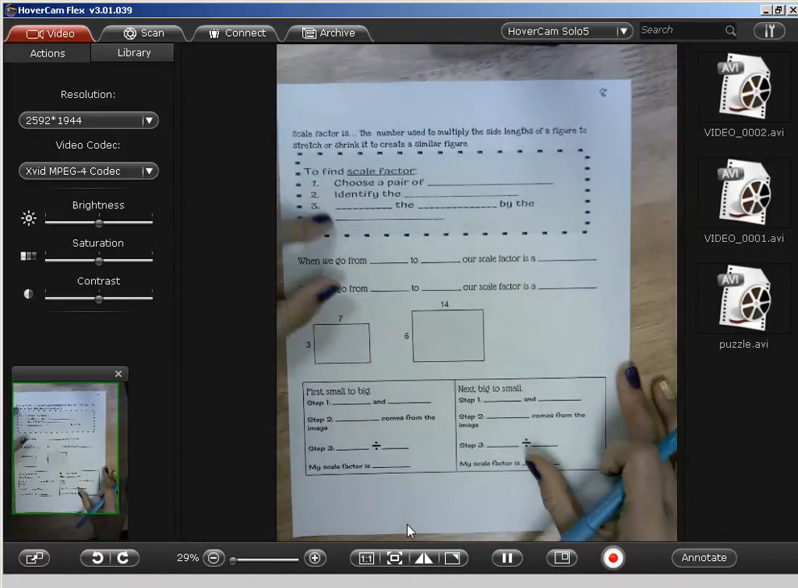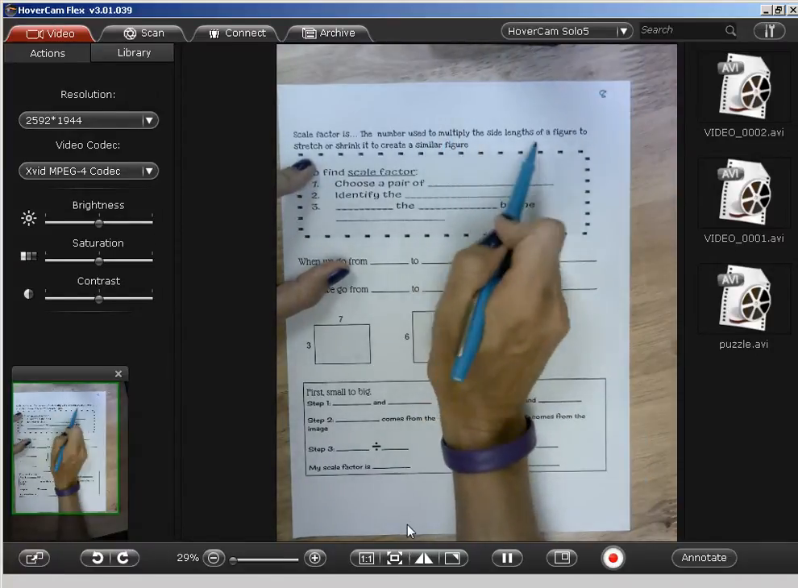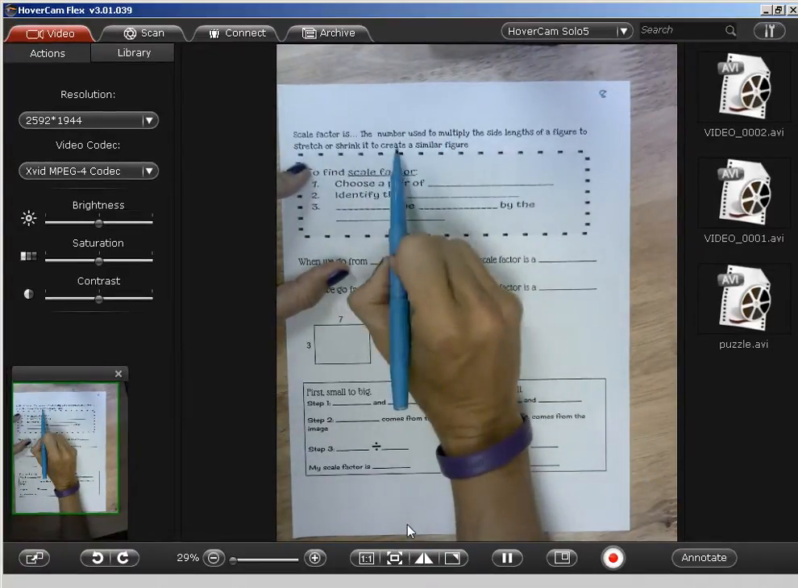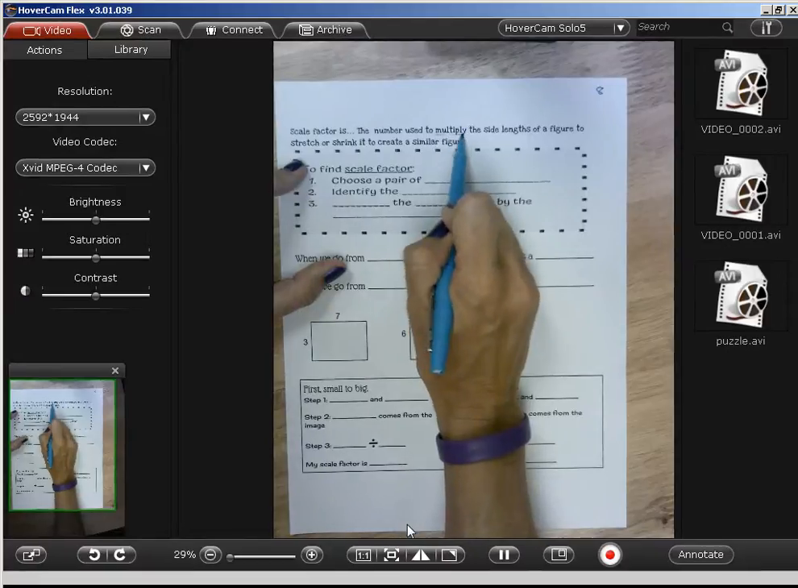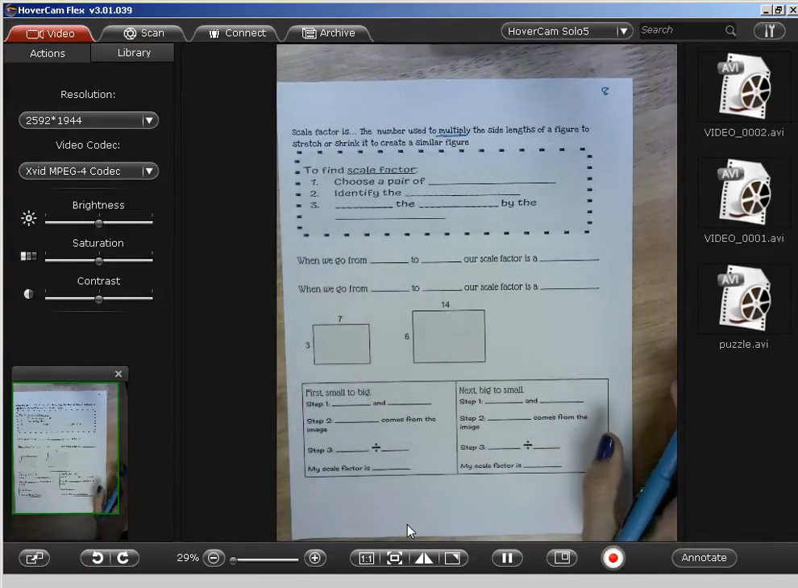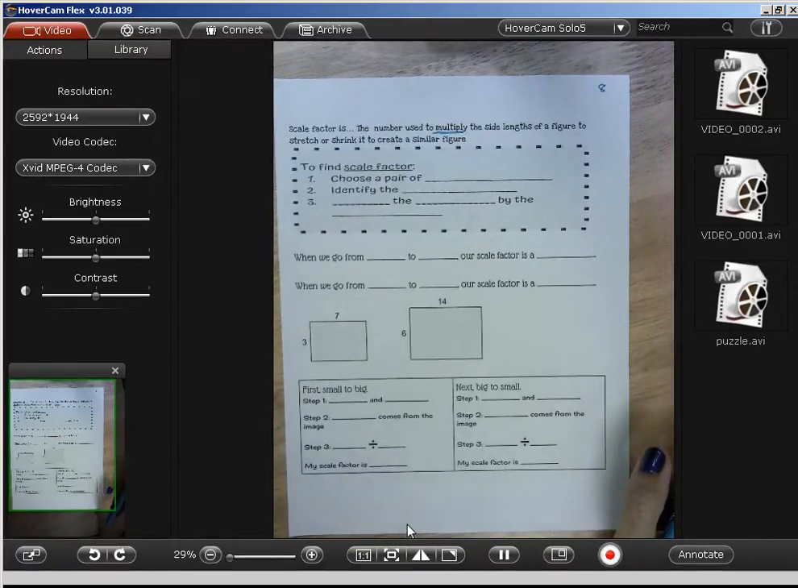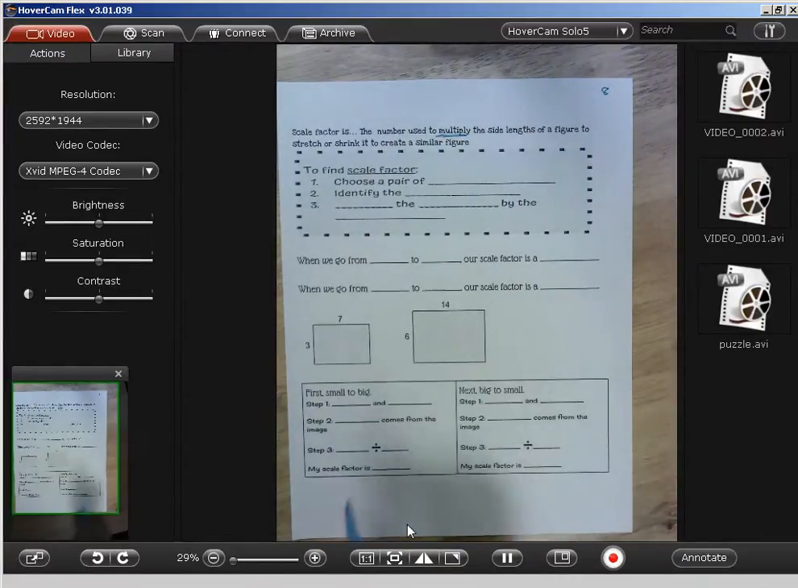Again, to go through our steps, scale factor is the number used to multiply the side lengths of a figure to stretch or shrink it to create a similar figure. Something that we didn't really talk about: you're always multiplying. Even when we're shrinking our shape down, we're not dividing, we're multiplying by a decimal less than 1, which does the same thing as dividing, but we're always multiplying, whether by a number greater than 1 or less than 1.